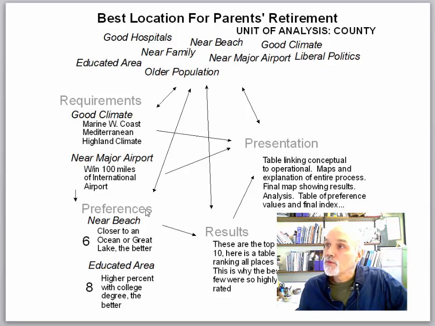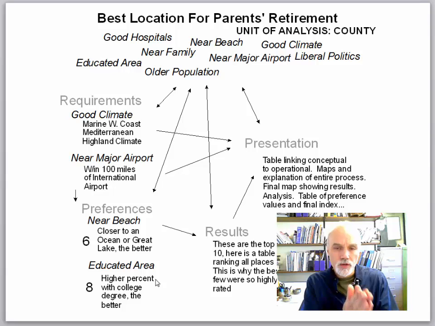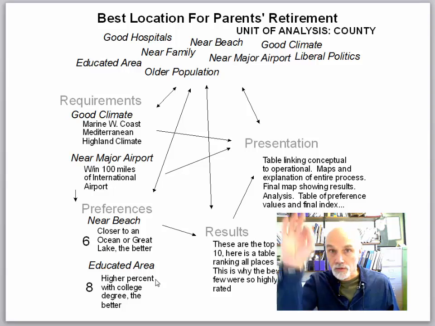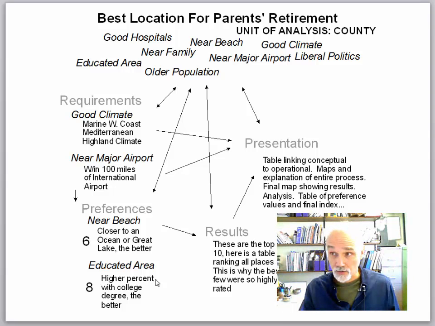Okay, and then we move down into the preferences, and I've only listed 2 here, but you'll have 3. And now this is where things are better or worse than. So nearer the beach, the better. Then we measure a distance, a mile distance from the coast for every single county that we're looking at. And the smaller that number, the better. But none of them are discarded, so that'll be fine. The smaller number to the bigger number, the worst to the best.